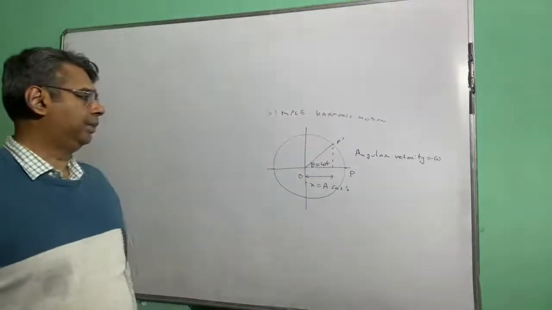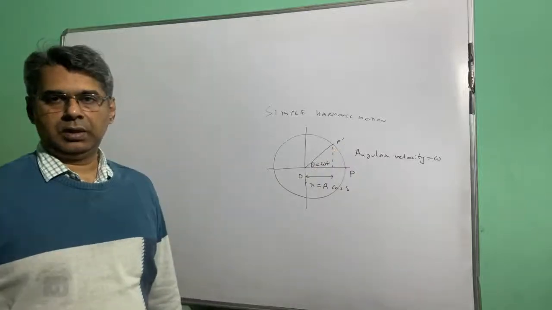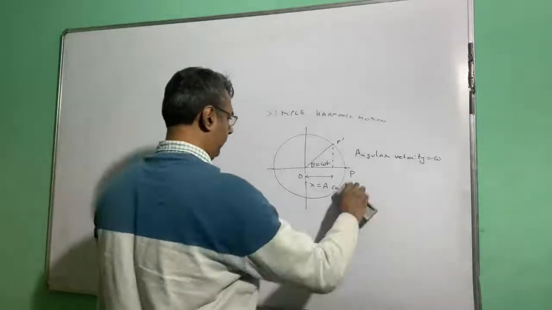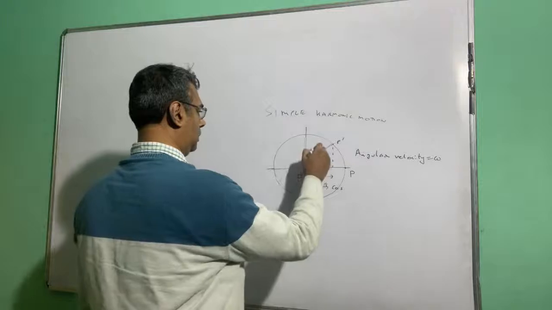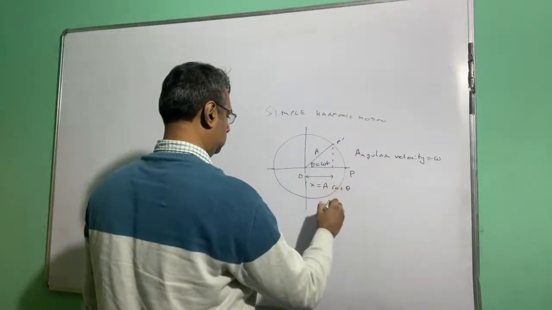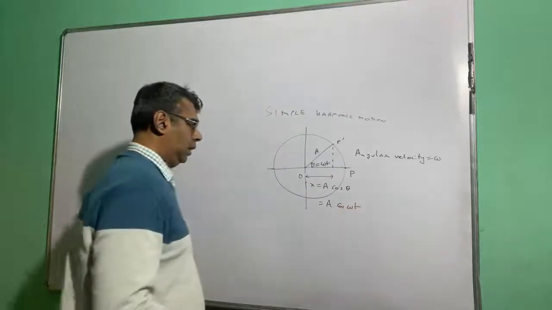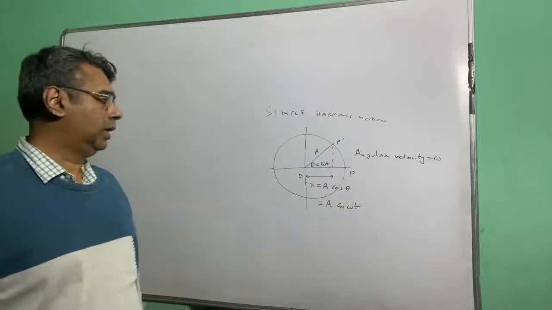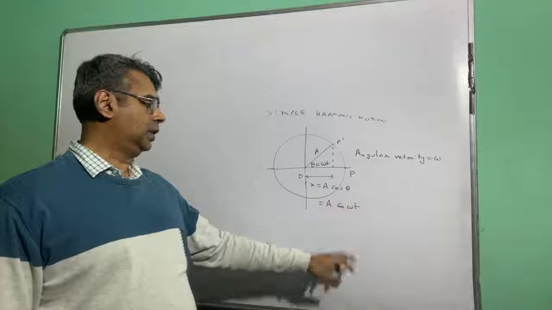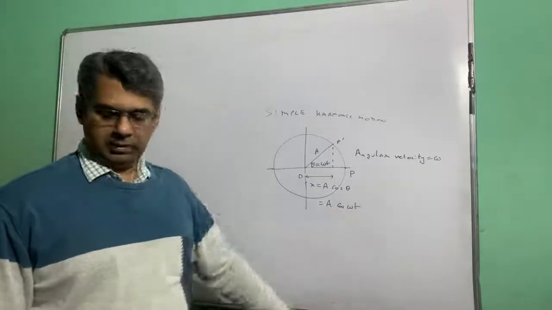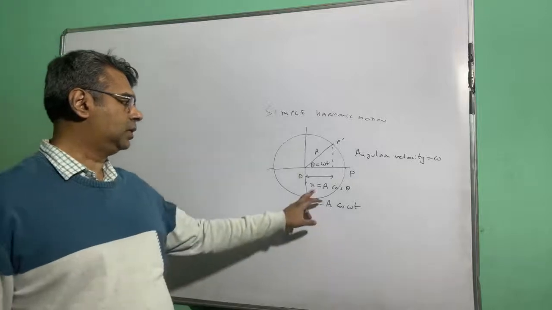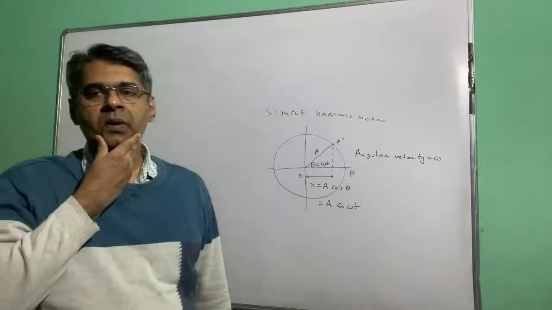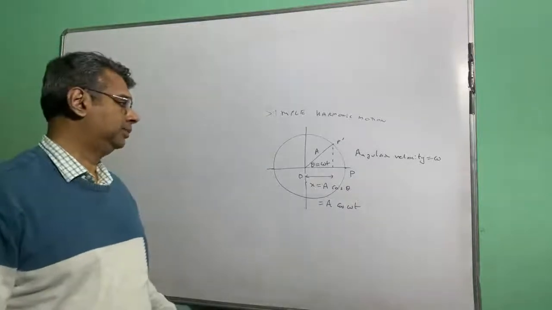So the x component of the particle's location at p dash will be equal to a cos theta. So the x component of the particle's displacement will be x equal to a cos theta, and in this formula instead of theta you have to write omega t. So the answer will be a cos omega t. So finally x equal to a cos omega t, right? So this is the x component of the position of the particle.